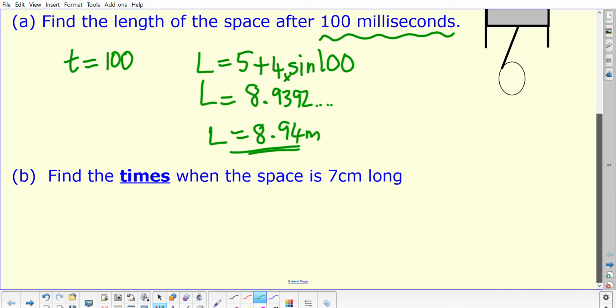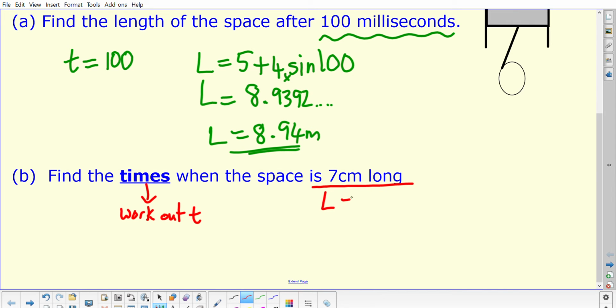So you've been given a formula, and the first bit is just a straightforward replace the t with a particular value. What you're then asked to do in part B is find the times, right? So that means that you're basically working out this time, right? You're trying to work out t when the space is 7 centimeters long. So that's you being given the length this time. So up here we were given t and work out L. This is the other way round.